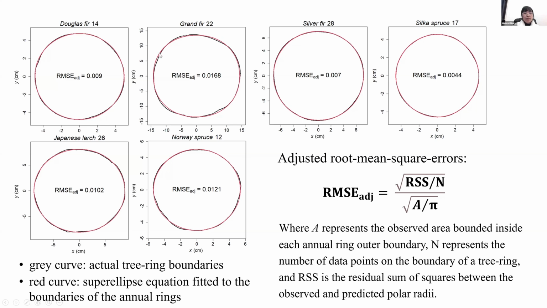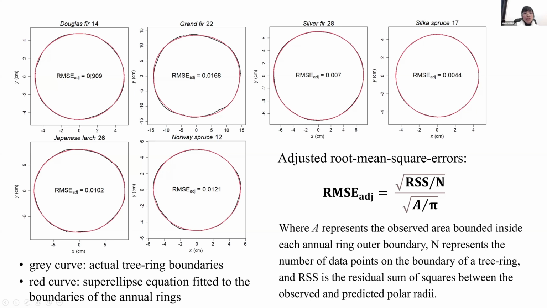Here we have 6 tree rings, and we randomly selected one tree ring from one disk. We selected ring number 14 for Douglas fir, 22 for grand fir, 28 for silver fir, 17 for Sitka spruce, 26 for Japanese larch, and 12 for Norway spruce. The green curve shows the actual tree ring boundaries, which is what we redrew. And the red curve is the superellipse equation fitted to the boundaries of the tree rings.